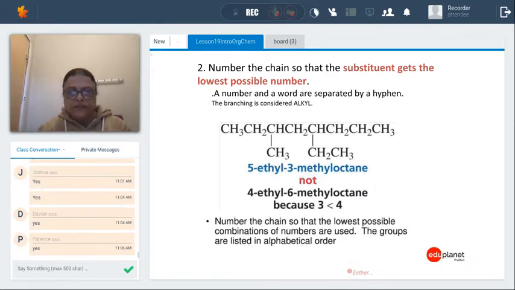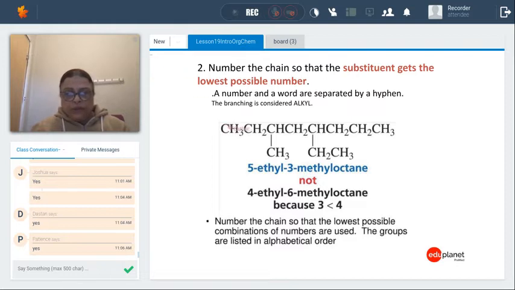So when you look at a molecule, you first count the longest chain. Then you look at what branching you have. And then you look where the branching is. But what happens if you have something like this?